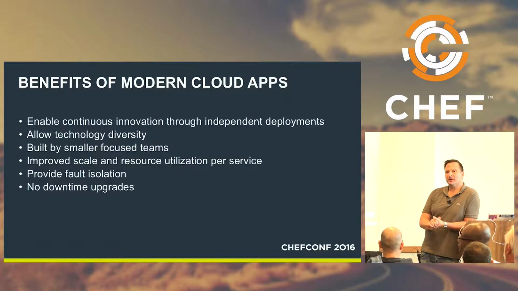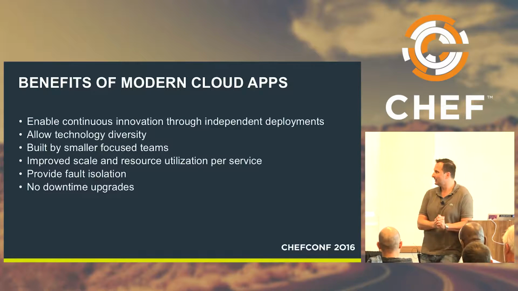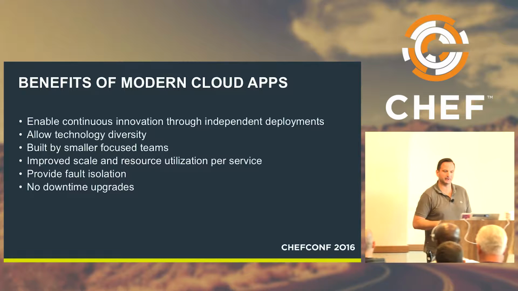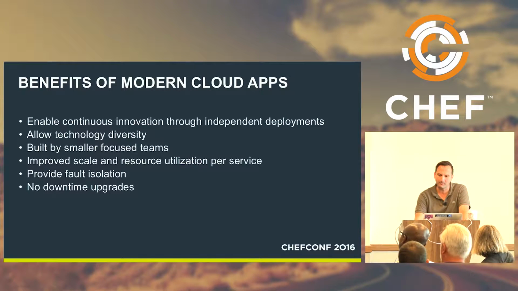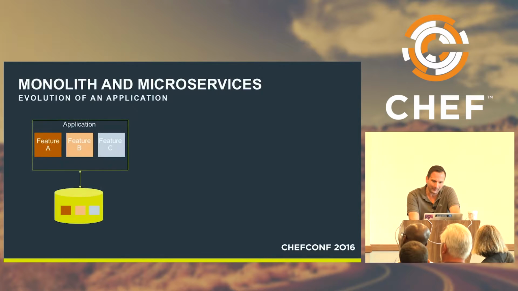Because those services are loosely coupled, it provides fault isolation. So if something in your application or your service leaks or has a problem or crashes, it doesn't take down the entire application. And the other benefit is no downtime upgrades. So typically what's happening there is that you deploy a new version into production while the old version is still there, so without a downtime. So those are really the benefits of modern cloud applications and why everybody thinks it's great.